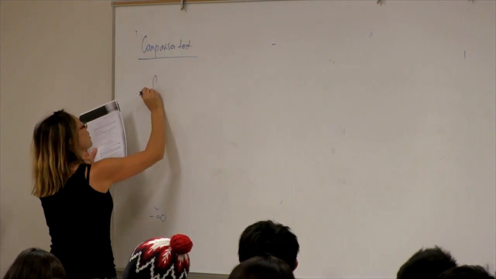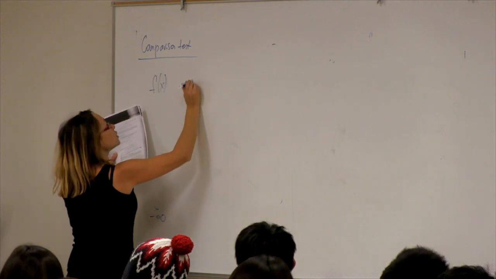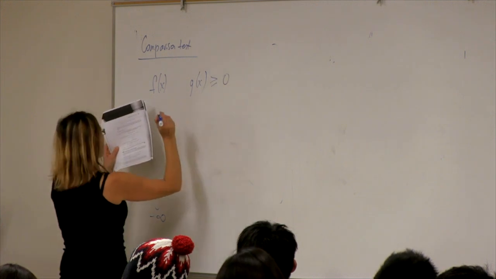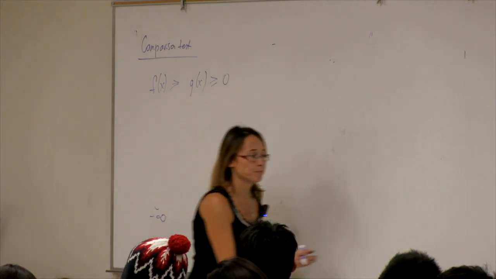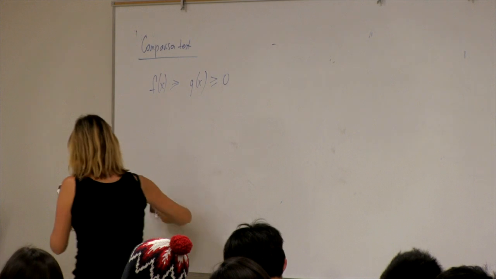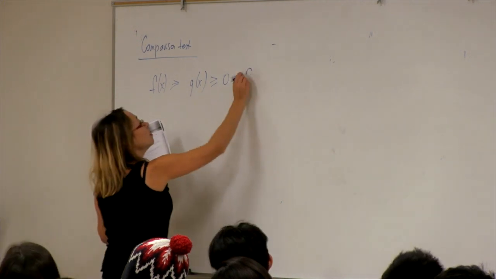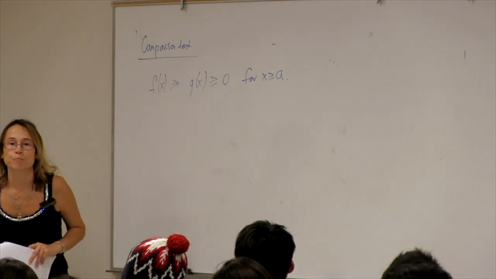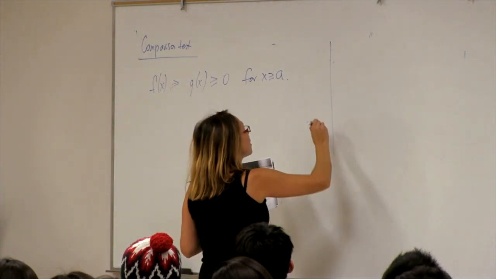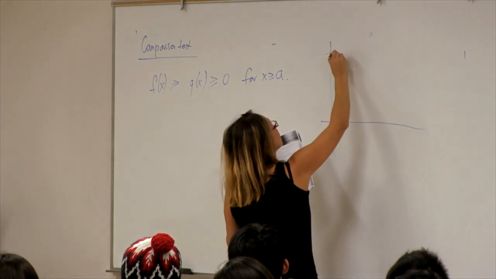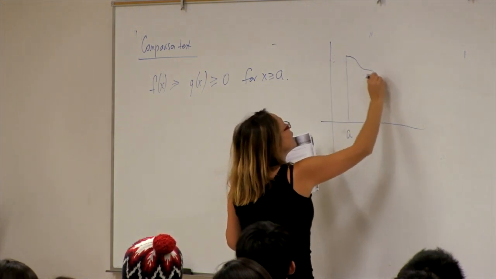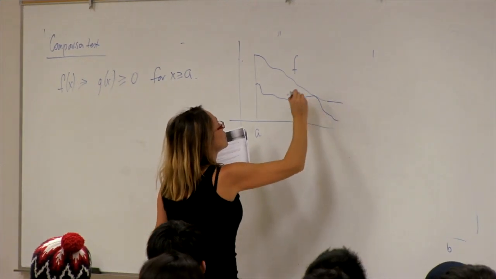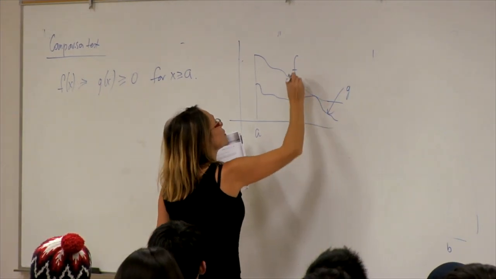So let's suppose that we have two functions, f and g, and let's suppose that they're both positive and f is bigger, for x starting at a. So the picture is like this. We have this is a, f, and g is smaller. Sometimes they can be the same, but so this is g.